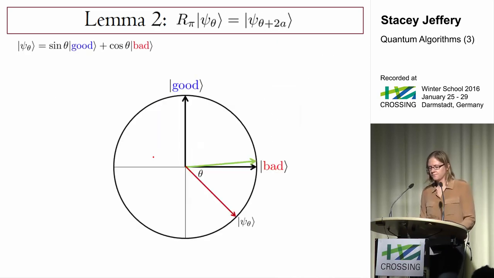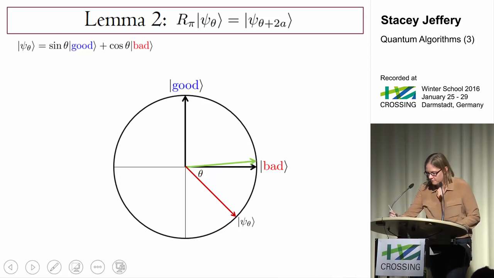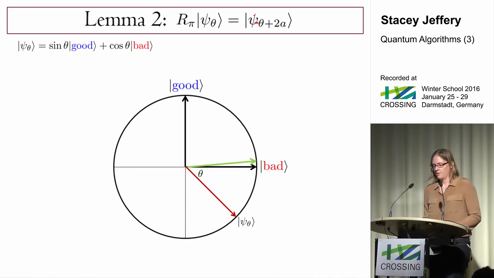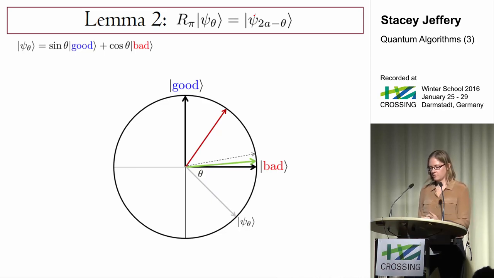And then for the second lemma, we want to show that r sub pi applied to psi theta is going to give us psi, this should actually be minus theta plus 2a. There's a typo. Minus theta. Okay. So we can also see this kind of graphically. The reflection r pi is a reflection through pi. So it just does this. It moves the gray to the red.